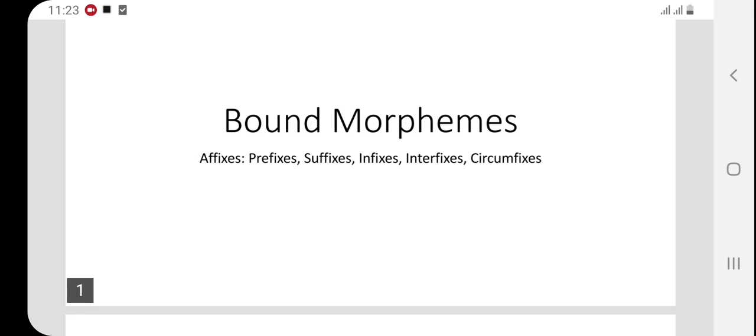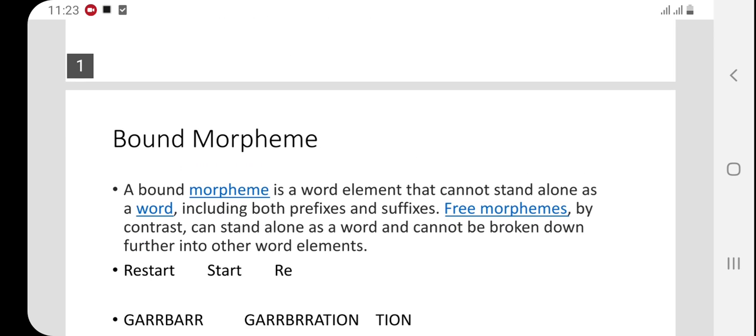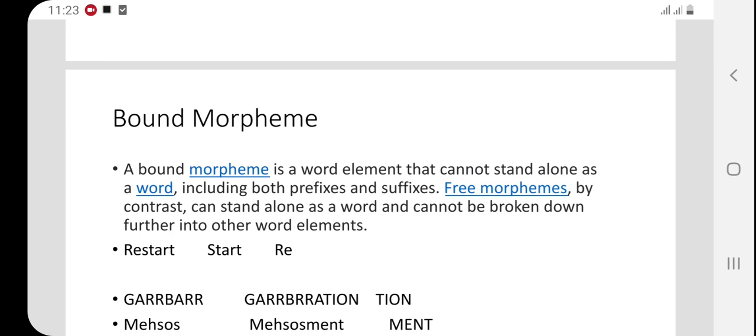We discussed free morphemes, that a word that can stand alone to give its proper meaning, that we call a free morpheme. As far as a bound morpheme is concerned, from the name it is apparent it cannot stand alone. It has to be attached with some other word to convey its meaning. So, independently, it cannot give us any meaning or grammatical function. It has no use unless and until it is attached with the root word.